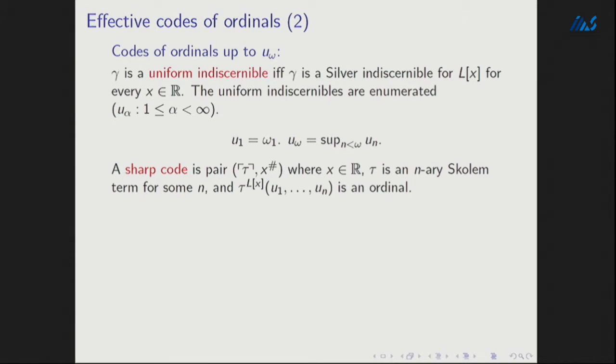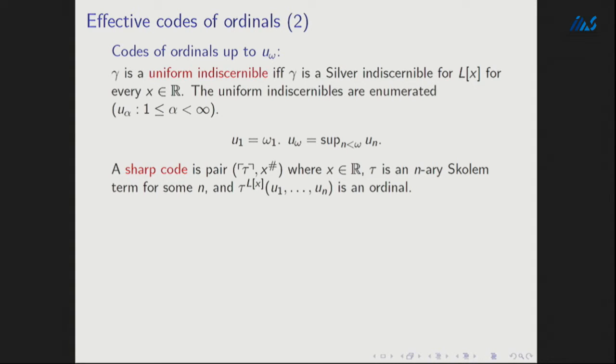So coming back to the definition of uniform indiscernibles. For every real X, we have a club class of Silver indiscernibles. We intersect all those club classes over all reals. We get these uniform indiscernibles, which is also closed under the order topology and contains all the uncountable cardinals. So the first of them is U1, which is equal to Aleph1. And since it's closed, U omega should be the sup of the Un's. So I mentioned that every sigma 1,3 set is U omega Suslin. And this is the optimal ordinal. U omega is the optimal ordinal in terms of the complexity. And the complexity is characterized in terms of the sharp codes.